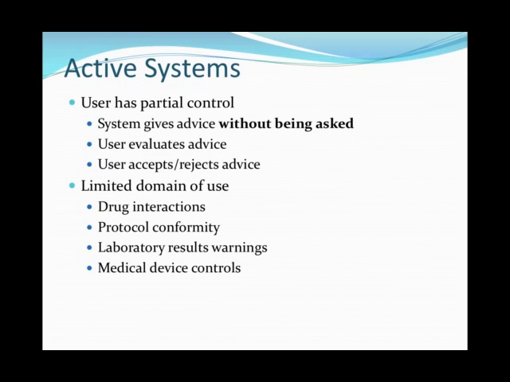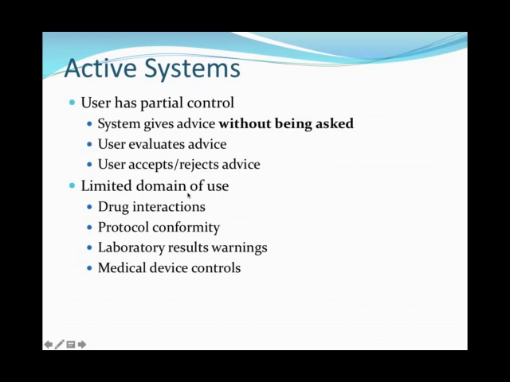In an active system, we would say that the user or the physician has partial control. The system is giving advice without being asked, so automatically. But the user, the physician, the nurse or whoever can still evaluate that advice and can still accept or reject it if they want. They don't have to obey it, but they are going to get that advice without asking for it.